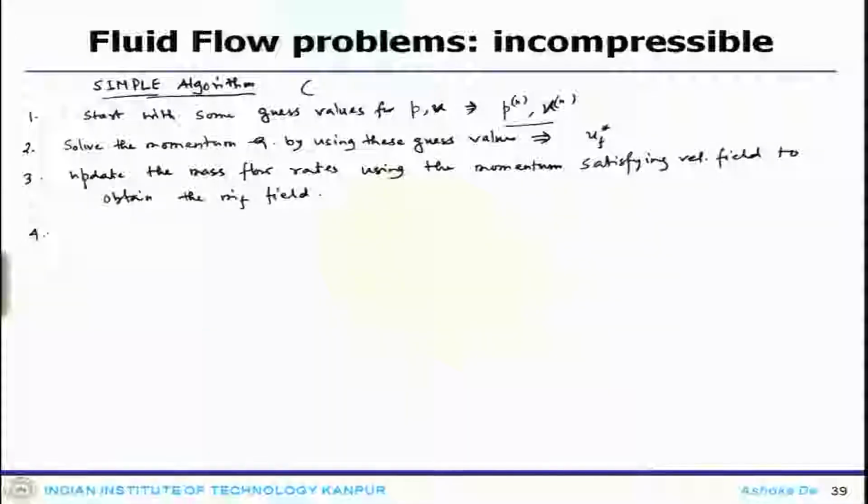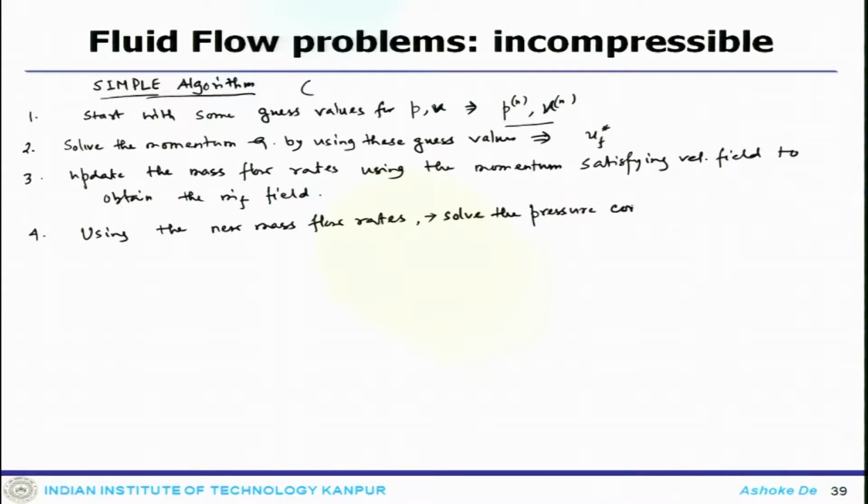Fourth, using the new mass flow rates, you solve the pressure correction equation to obtain P prime.